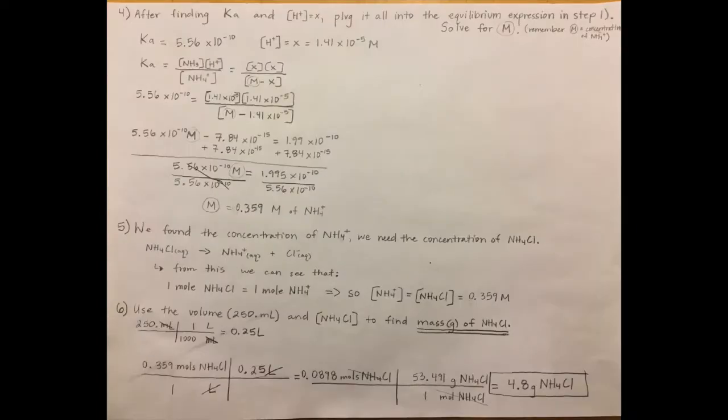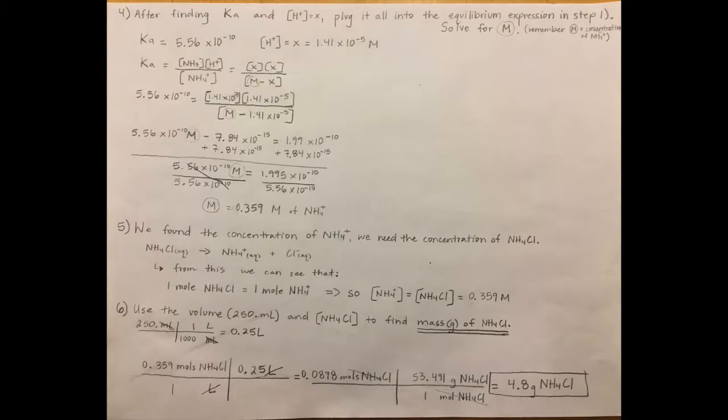After finding Ka and the concentration of hydrogen, which equals x, we plug all of that information back into the equilibrium expression that we made in step 1, and we solve for M. After careful calculations and simple algebra, we end up with the value of M, which equals 0.359 molarity.